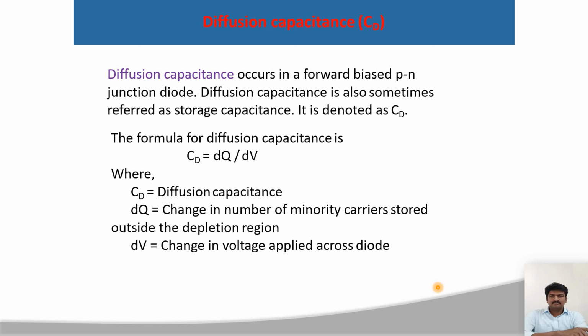Diffusion capacitance. This diffusion capacitance occurs in a forward biased p-n junction diode. Diffusion capacitance is also sometimes referred to as storage capacitance, denoted as CD. The formula for diffusion capacitance, CD, is equal to dq by dv. Diffusion capacitance is going to change with the change of voltage.